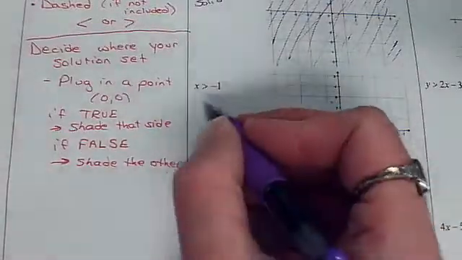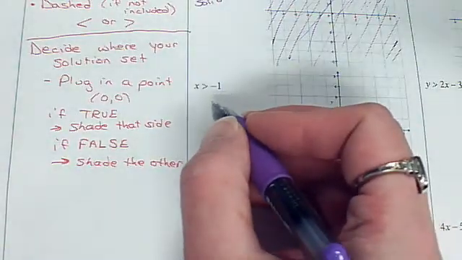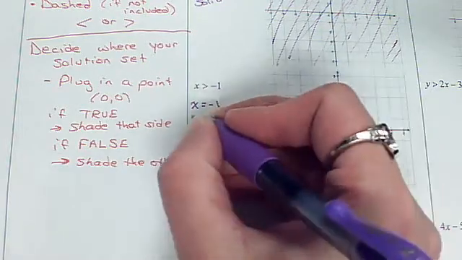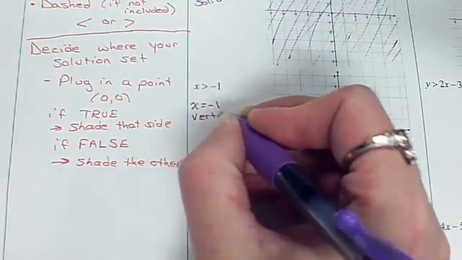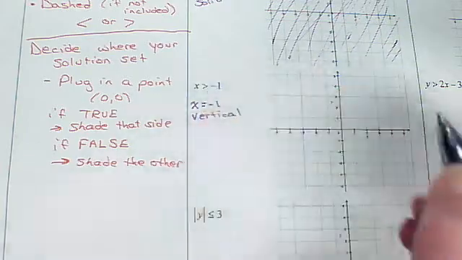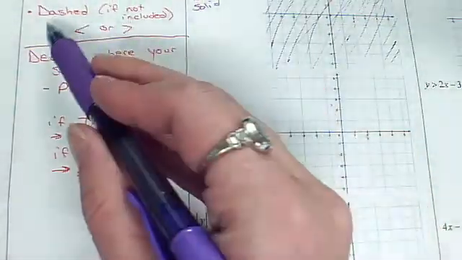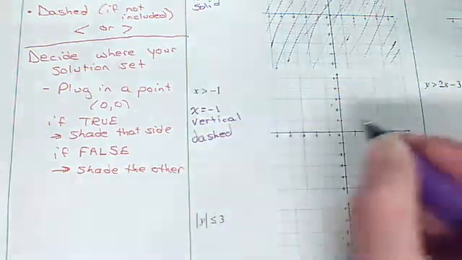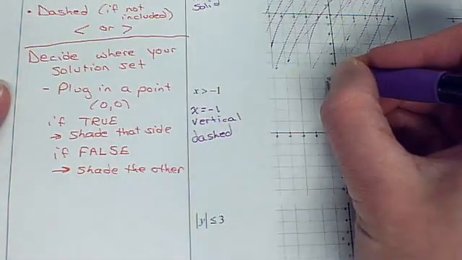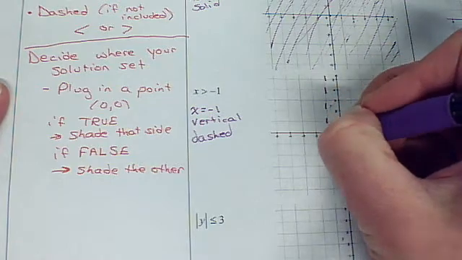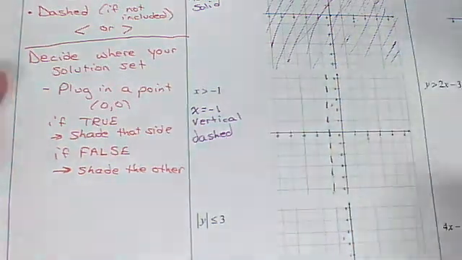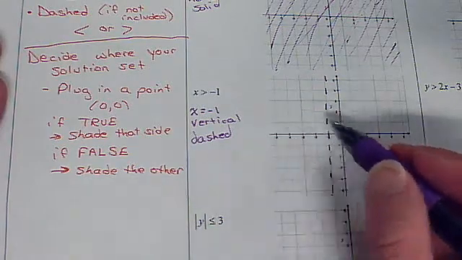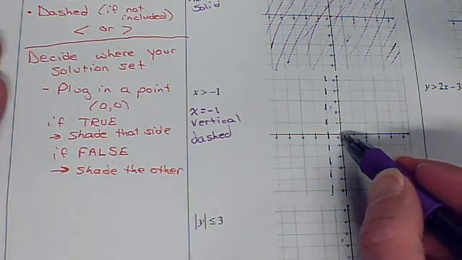Look at this one. x is greater than -1. Now, what would our boundary line look like? Our boundary line is x equals -1. That's a vertical line. Now, since it's just greater than, that means it's not included, so we want to make this a dashed line. So it's a vertical line at -1. Here's the dashes. Now, we need to plug in a value to see which side we're going to shade on. Let's start here. 0. Great option.